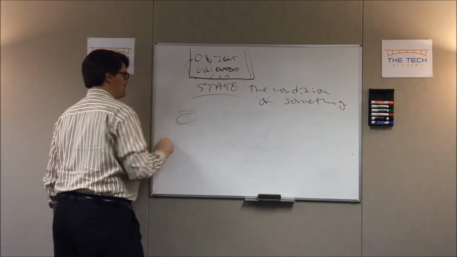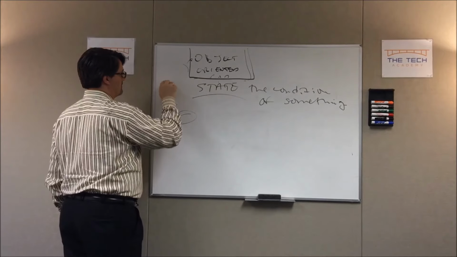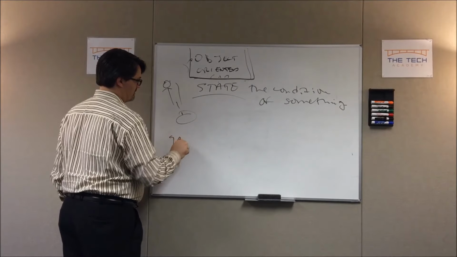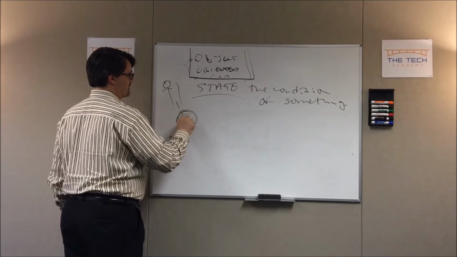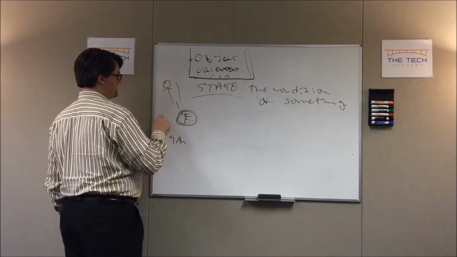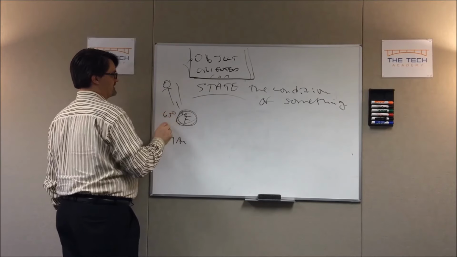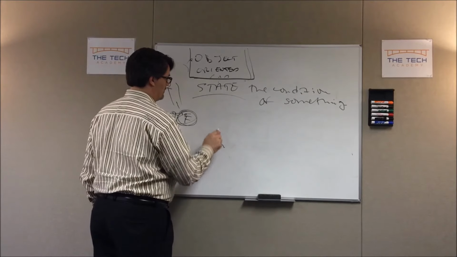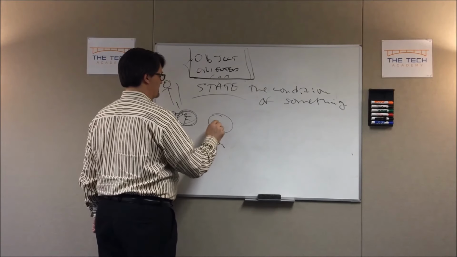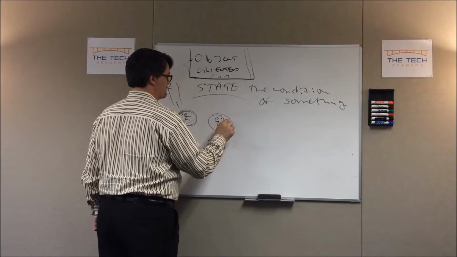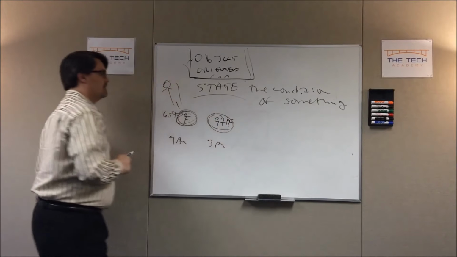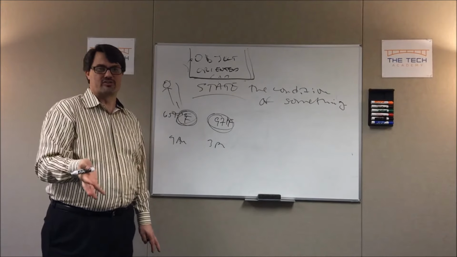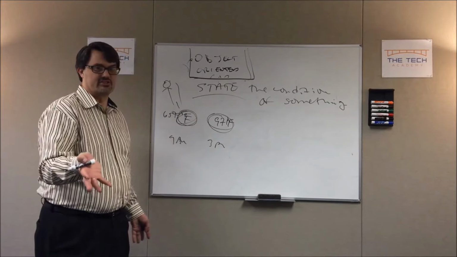You could have a rock and it's out in the sun, the sun's beating down on it, and at 9 in the morning, its state as regards temperature is that it's at 65 degrees Fahrenheit. And then at 3 in the afternoon, its state is that it's at 97 degrees Fahrenheit. State is only used for things that can actually change over time, obviously.